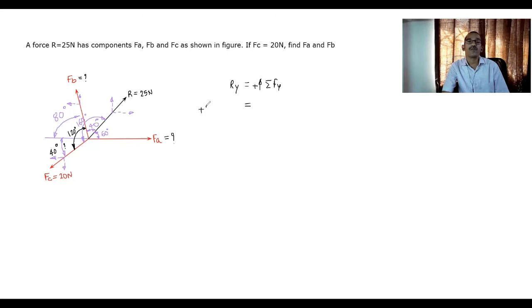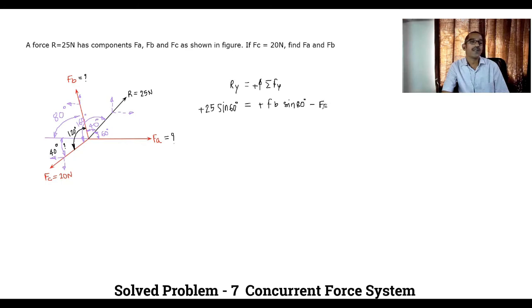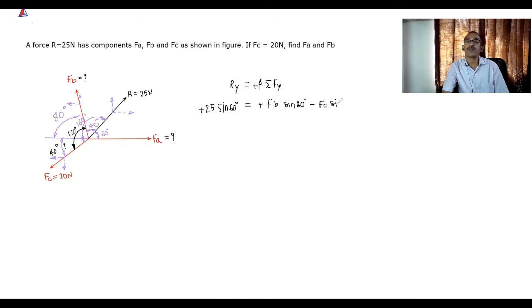Therefore we write positive 25. Now cos or sine, how do we decide? The inclination of the resultant is given with the horizontal as 60, therefore the vertical component is sine of 60 degrees. On the RHS, in the summation of Fy, the components of Fa, Fb and Fc: Fa is in the horizontal direction, so this term will not come into the picture. The component of Fb is upward, so plus Fb, with inclination 80 degrees with the horizontal, so sine of 80 degrees. The component of Fc is downward, minus Fc, with angle 40 degrees with the horizontal, so the vertical component is sine of 40.